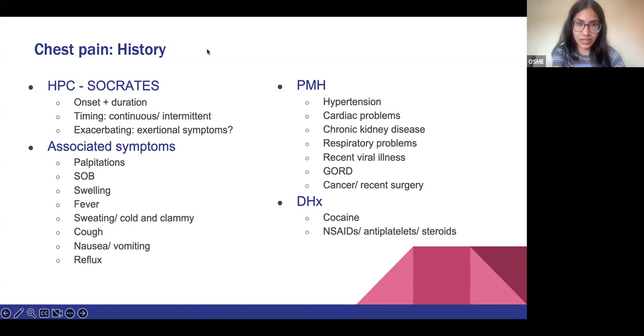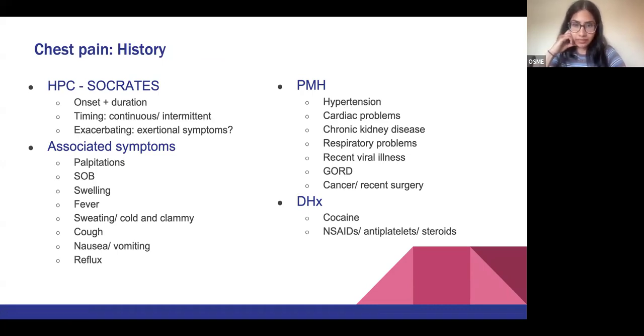It's important here especially to ask about reflux. That's something that people might miss because if you think chest pain, you're thinking heart and lungs, but you want to make sure it's not like GORD, even if they have chest pain plus cough. Okay, and then past medical history again will help you narrow down further.